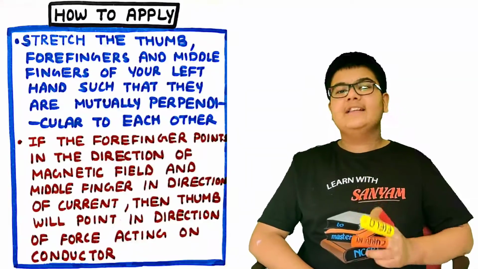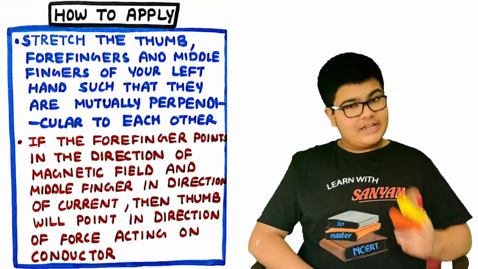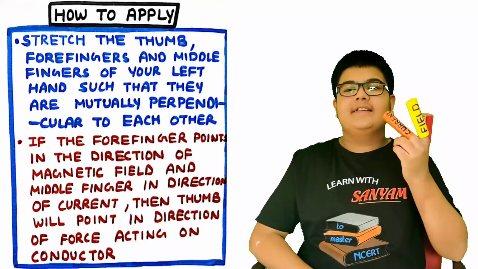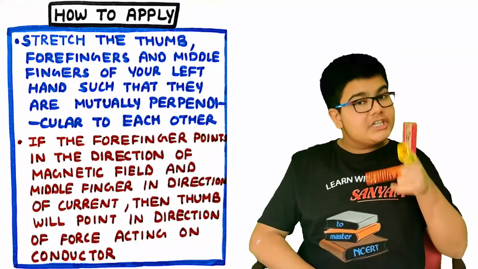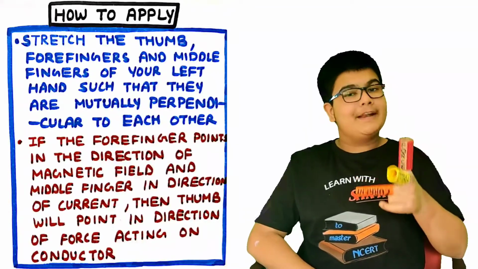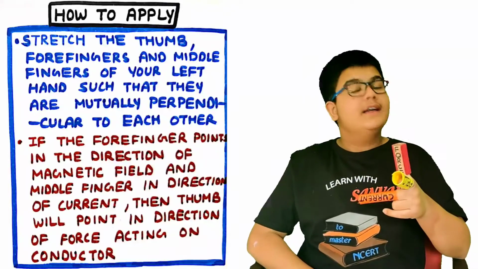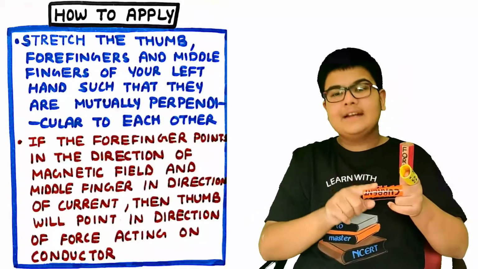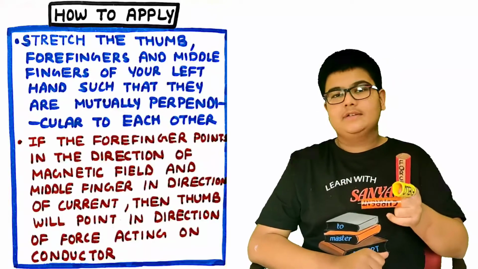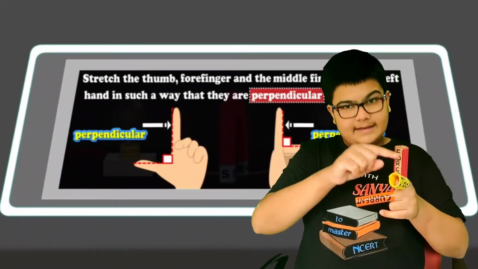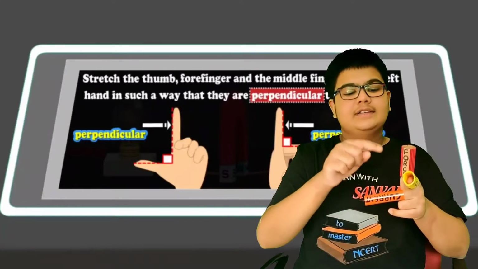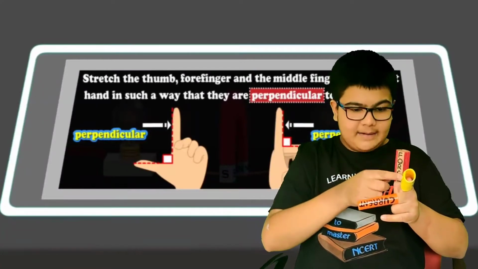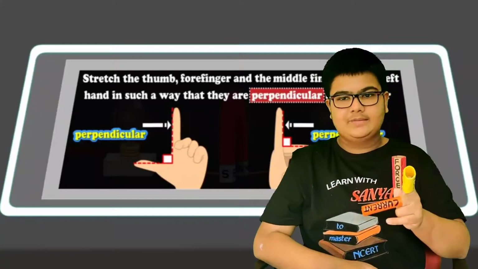To apply the left hand rule, stretch your thumb, forefinger and middle finger of your left hand such that they are mutually perpendicular to each other. So here I have my thumb, forefinger and middle finger perpendicular to each other. The thumb and forefinger are perpendicular. Similarly, the forefinger and middle finger are perpendicular, and the thumb and middle finger are also perpendicular.